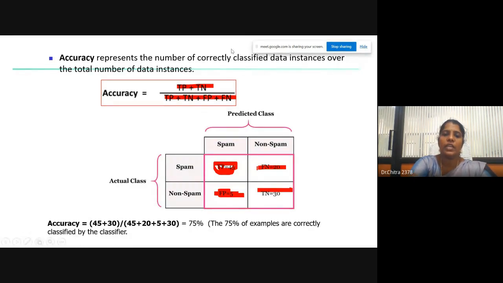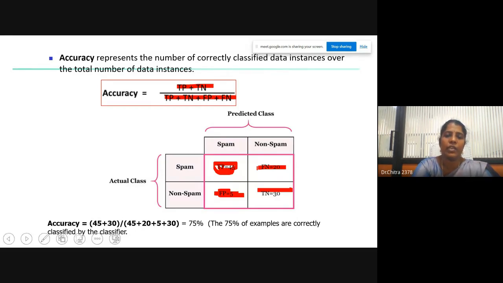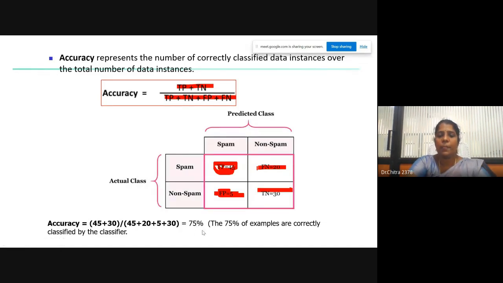Take all the values in the denominator, and the numerator is the values that are correctly classified. Correctly classified means the true positive values as well as the true negative values. So here I have taken the values that are correctly classified, 45 plus 30, that is correct. The other things are falsely classified. So I am taking these two values, 45 plus 30, divided by the entire value, and you will get the accuracy. Here the accuracy is 75%, 0.75. You can write this as 0.75.